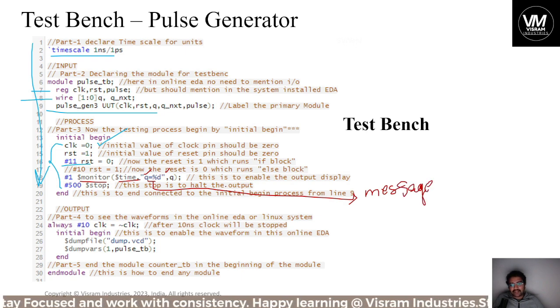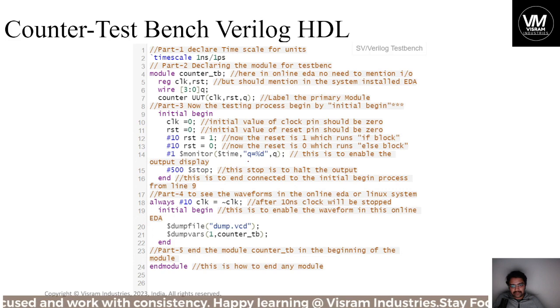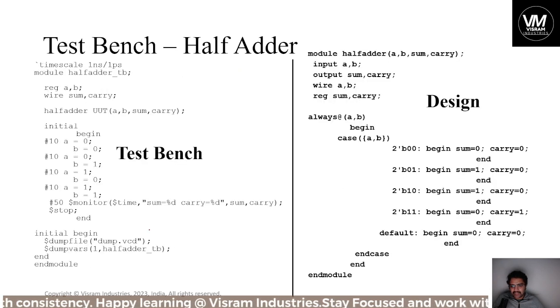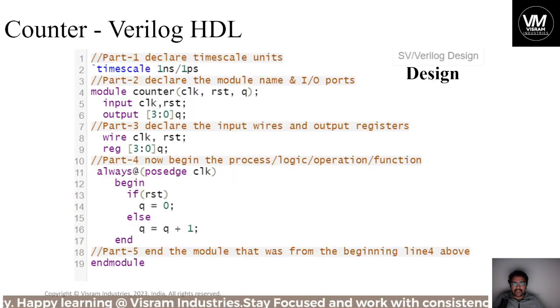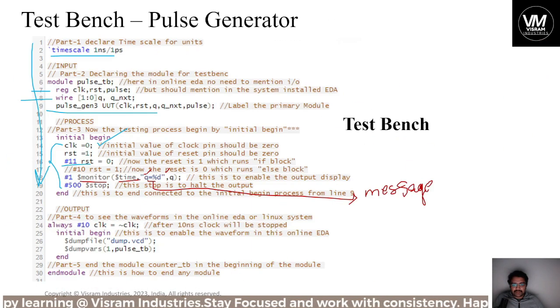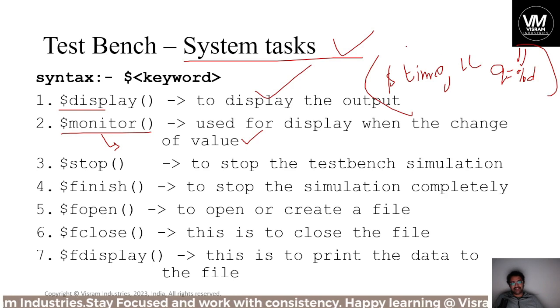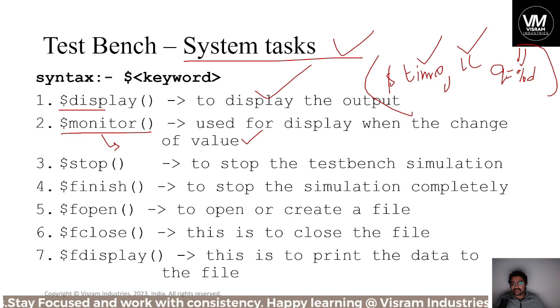Like in the half adder we have declared sum. In the counter it is q, but in the half adder we have declared sum, right? Yeah, in the quotations we have declared sum and carry. Likewise, in the quotations whatever message you want to see can be written. You can do two displays or display of two items in the monitor. So use the display when the value changes, and for every change of the value you can monitor.